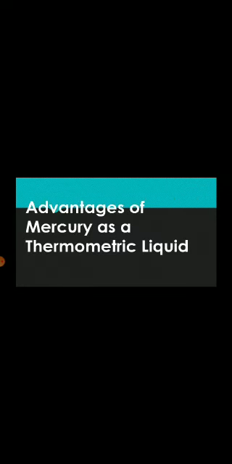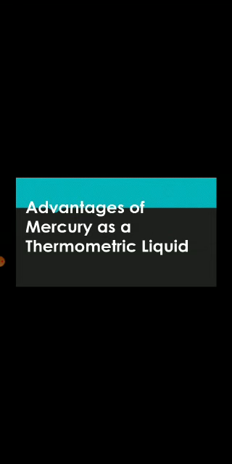Now I will tell you about the advantages of mercury as a thermometric liquid. First of all, mercury expands rapidly and uniformly on heating. So the markings on the thermometer can be made at equal intervals. With the same rising temperature, mercury expands in the same manner, so it makes it easier to read the thermometer scale.